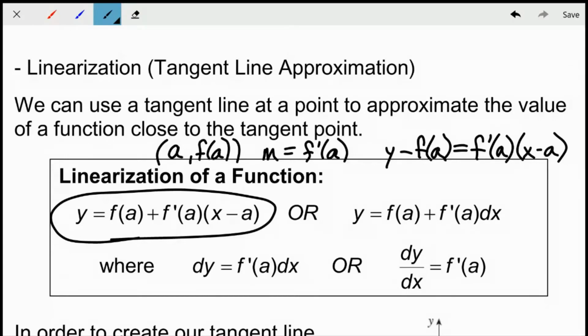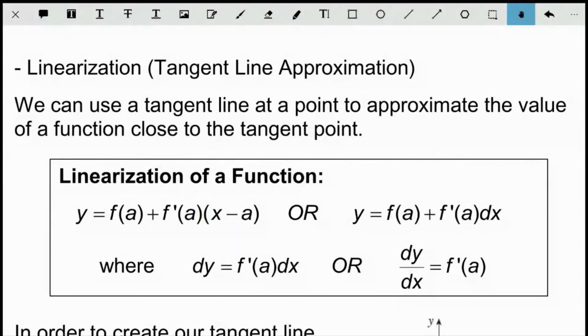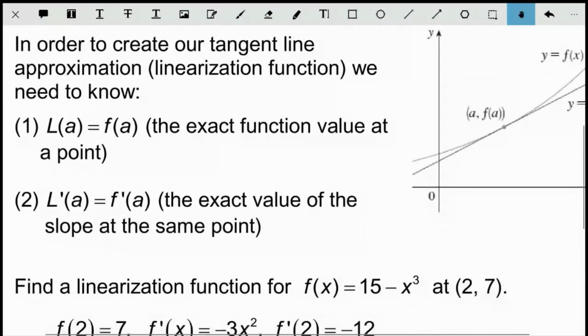Okay, so in the end here, what we're saying is if we want to approximate our function, we can use that tangent line to approximate our function for x values that are close to the point of tangency. And another way we can write this right here is f(a) plus f'(a) times dx. So you can see this expression right here is how much I've changed in the x direction. That's my dx value.